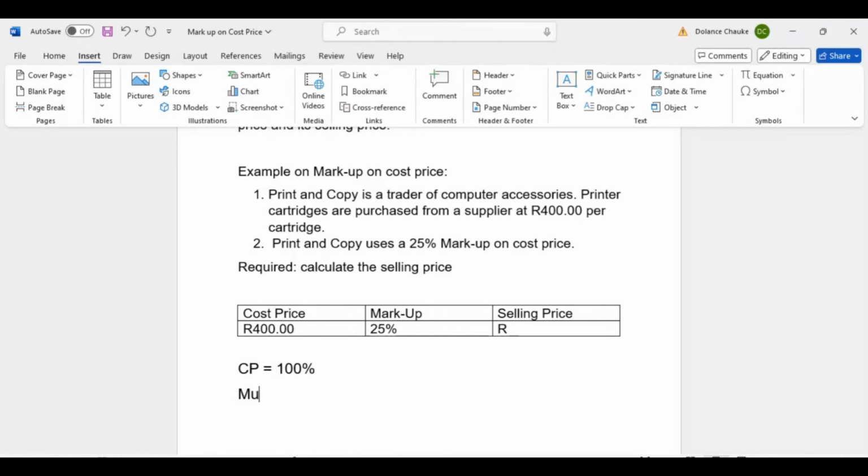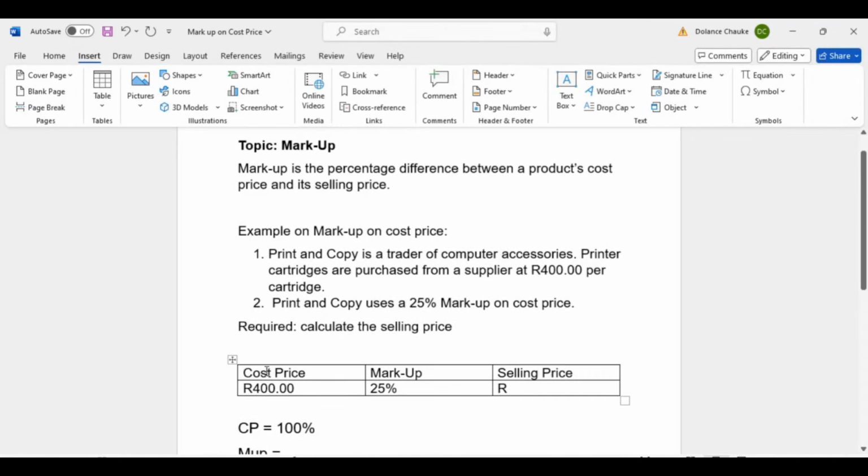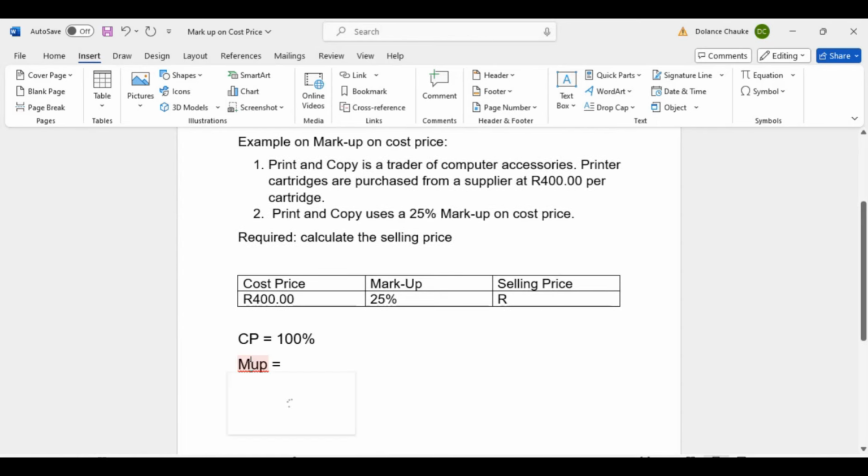Now let's determine the markup percentage. The markup percentage is given, and it is 25%. Then we have to determine the markup on selling price. Remember, you buy at 100%, and then you add 25% profit and sell. It means you're going to sell at 125%.